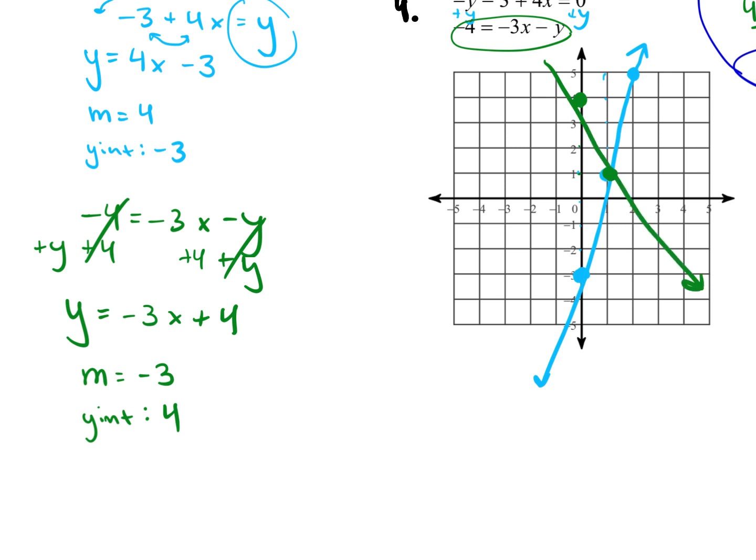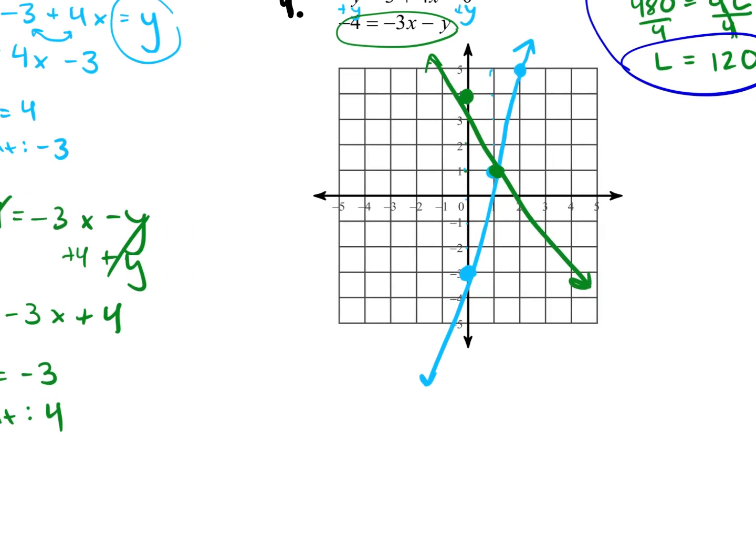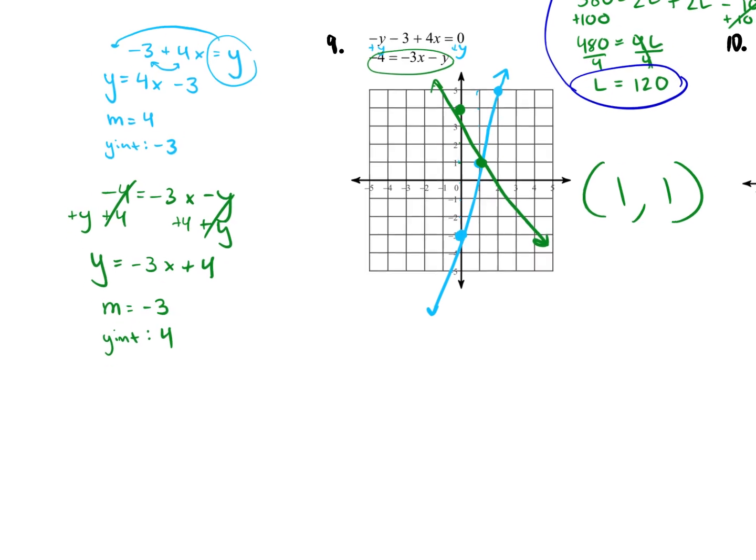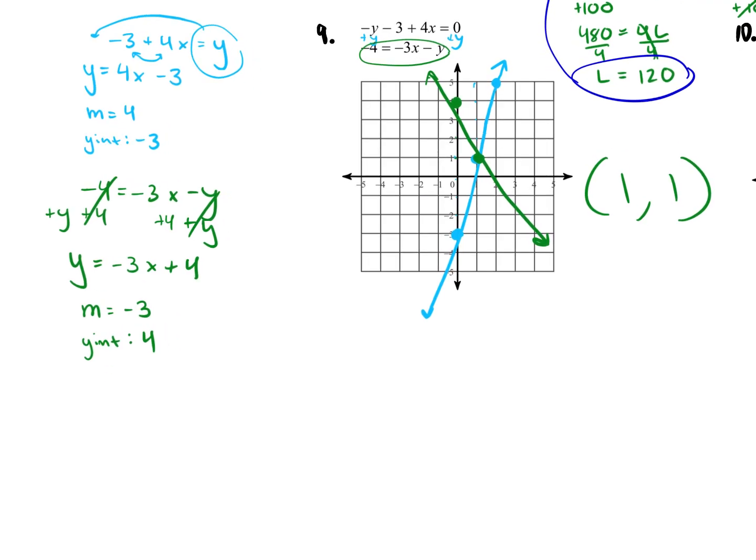Where do our two lines intersect? Awesome. 1, 1. So our answer here would be 1, 1. All right, let's do 10.